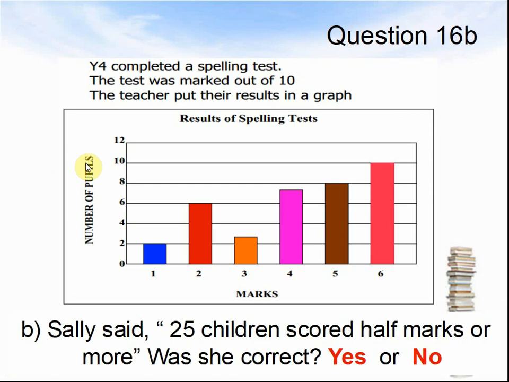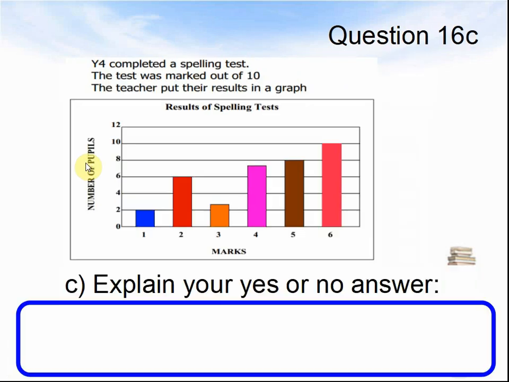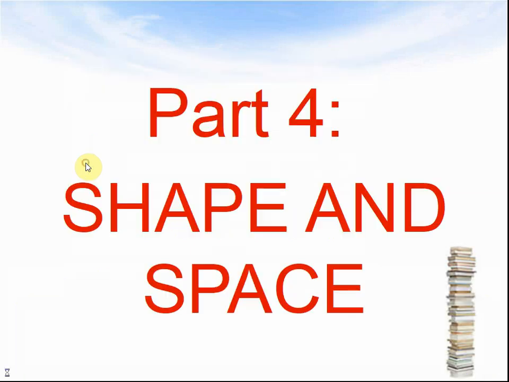16b. Sally said 25 children scored half marks or more. Was she correct? Yes or no? Pause the video and work out your answer. Here comes the next question. Explain your yes or no answer. Why did you write down what you wrote? Pause the video and answer the question. Here comes the next question.